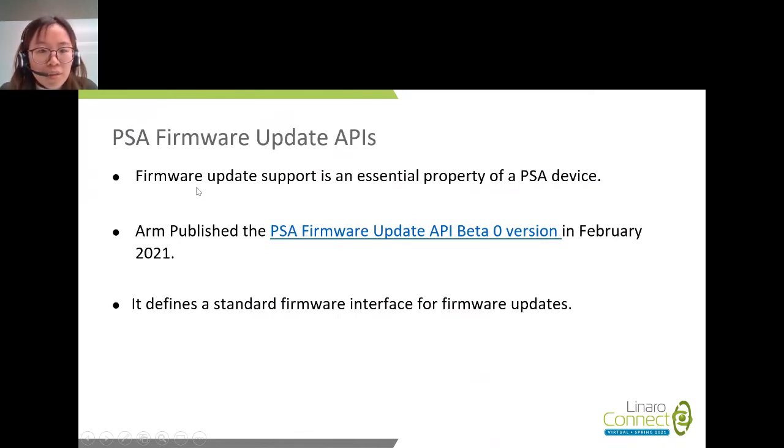Firmware update support is an essential property of a PSA device. However, the mechanism to update a firmware on a device differs significantly across different embedded platforms. ARM published the PSA firmware update API spec in February this year, and it defines a standard firmware interface for firmware updates. Okay, I will introduce the APIs later.